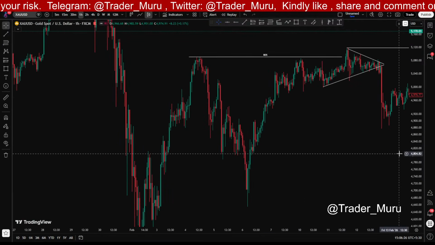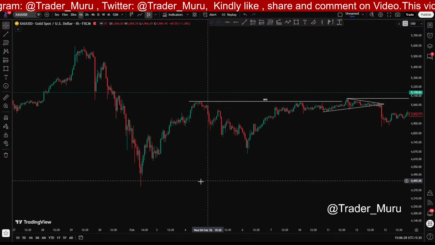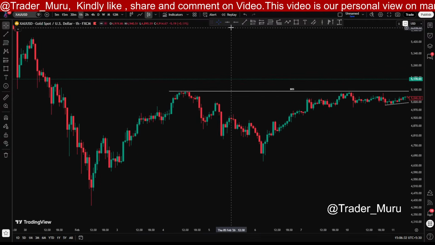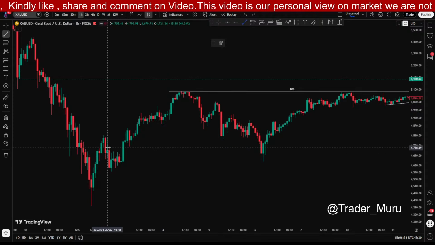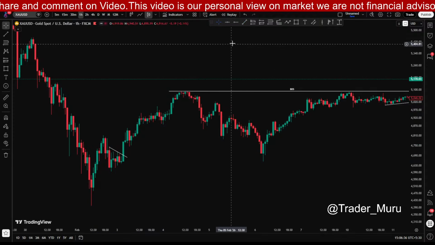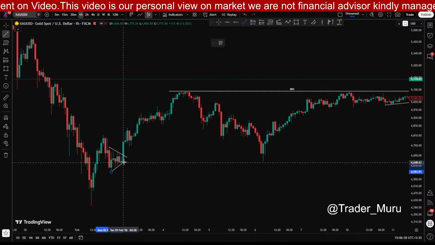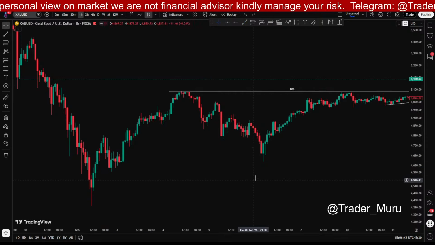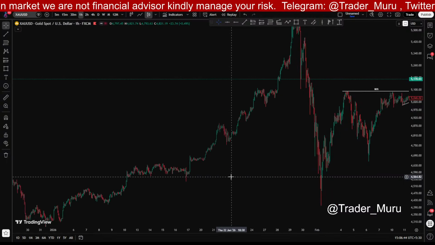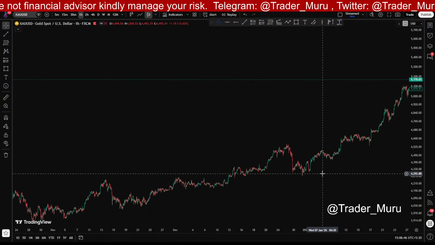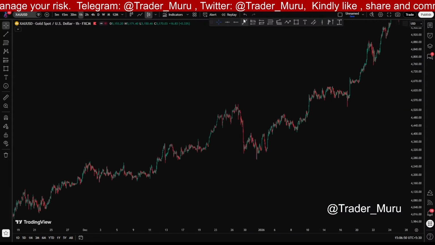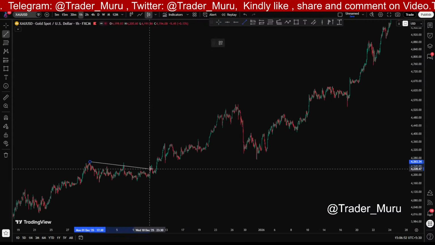If I can give you more examples, this is the most common pattern in gold. It usually makes this. See this? So basically when we see a symmetrical triangle pattern in gold, we usually go with the breakout trend. Look at this.